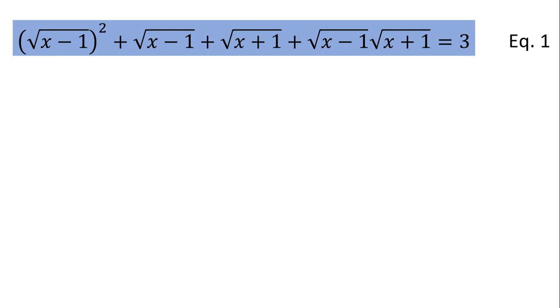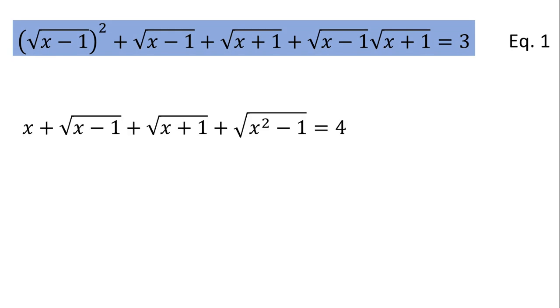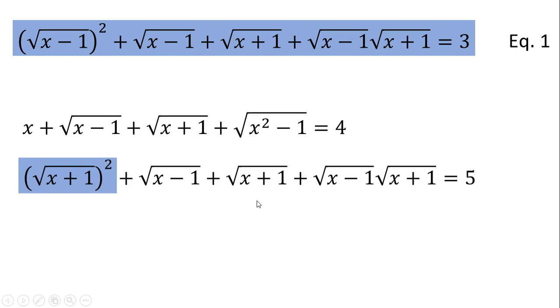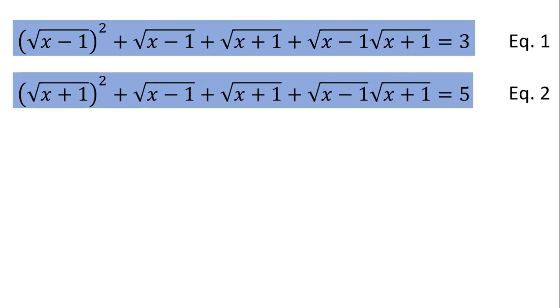Let's bring back the original equation. This time, I'll add 1 to both sides, so that I'll have x plus 1 on the left-hand side. Again, x is greater than or equal to 1, so x plus 1 is greater than or equal to 2. So I can write x plus 1 as the square of the square root of x plus 1. Let us call this equation 2.